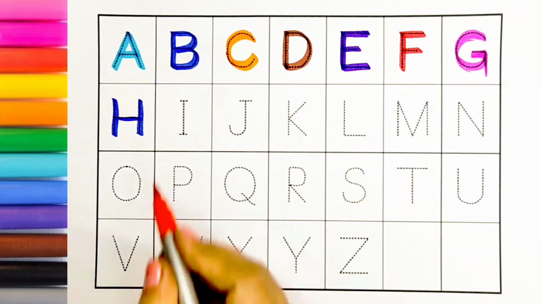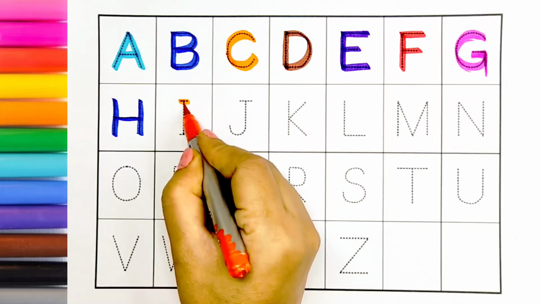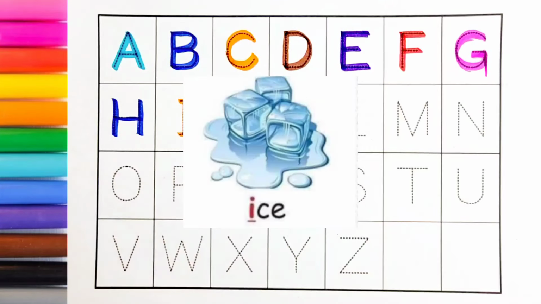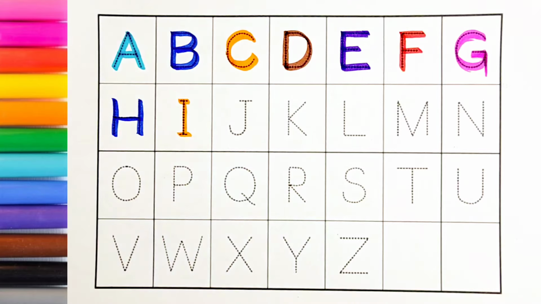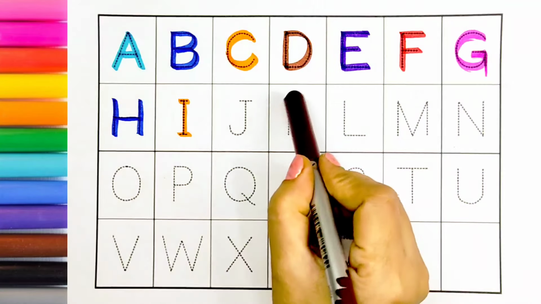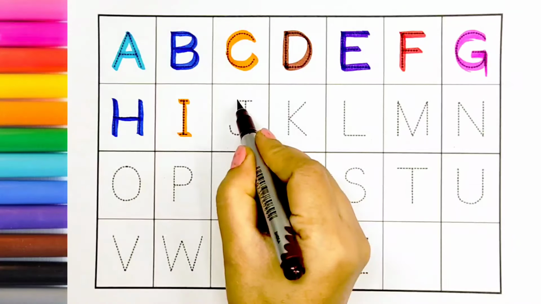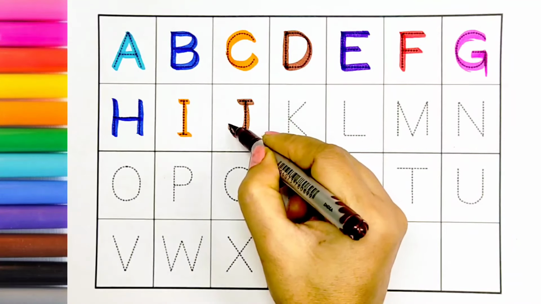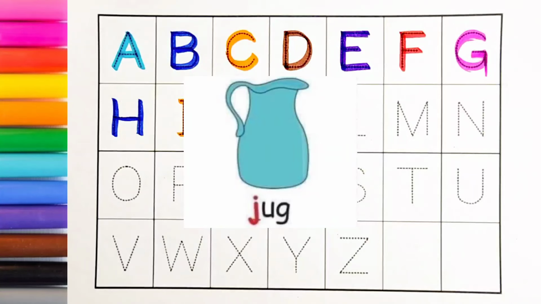Orange color. I. I for ice. Brown color. J. J for jug.